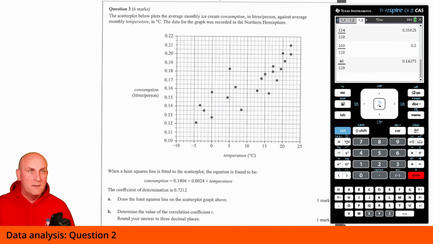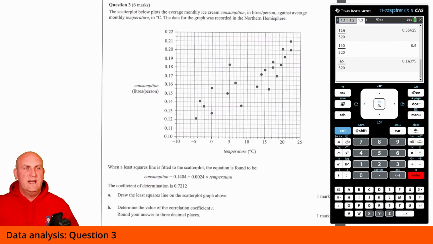All right, question number 3. The scatter plot below plots the average monthly ice cream consumption in litres per person against average monthly temperature in degrees C. The data for the graph was recorded in the northern hemisphere. Okay, random. When a least squares line is fitted to the scatter plot, the equation is found to be that. The coefficient of determination is that. Draw the least squares line on the scatter plot below.